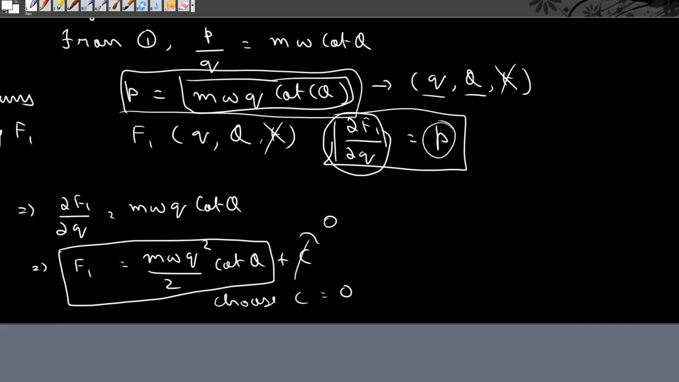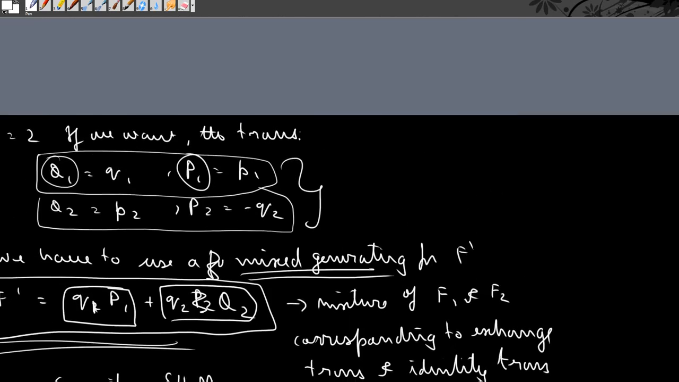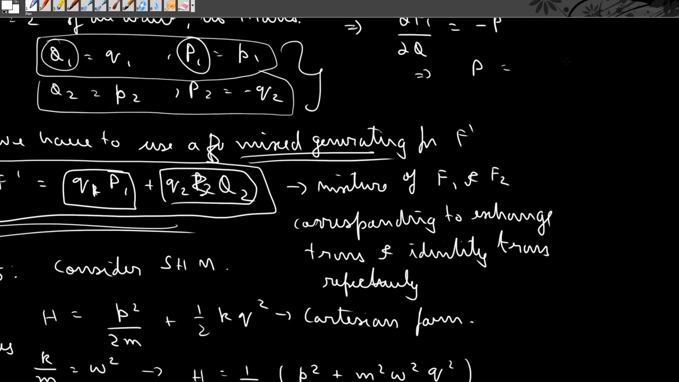So if we have that relation, then this implies that our ∂F1/∂Q should be equal to minus P, which is the relation for our type 1 generating function. This means that our p, if you differentiate, should be equal to minus ∂F1/∂q.